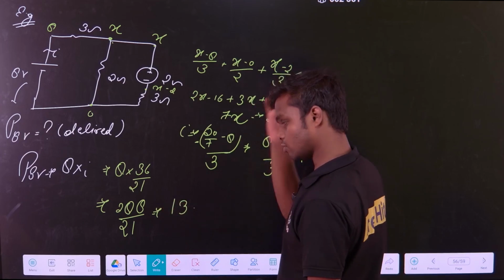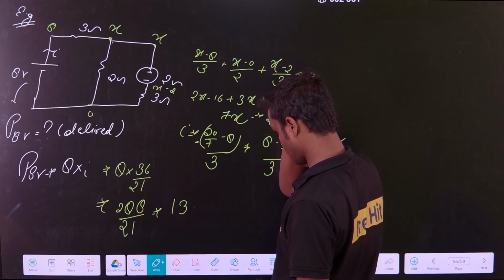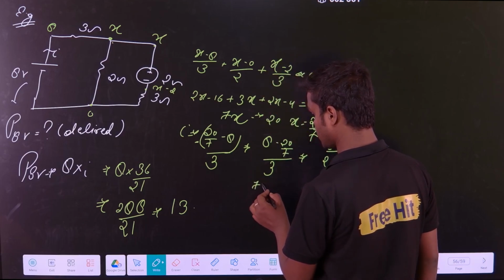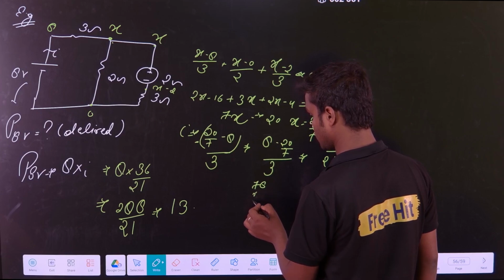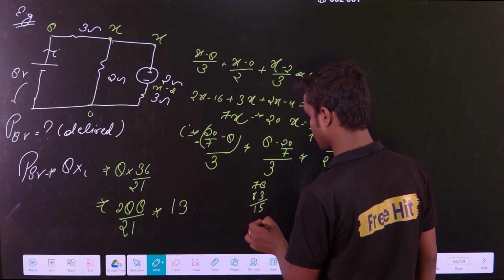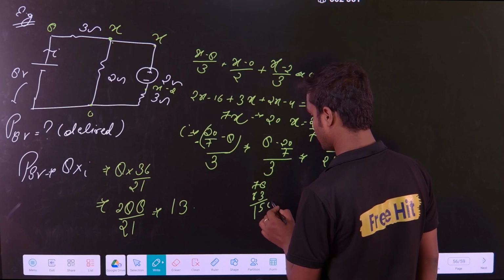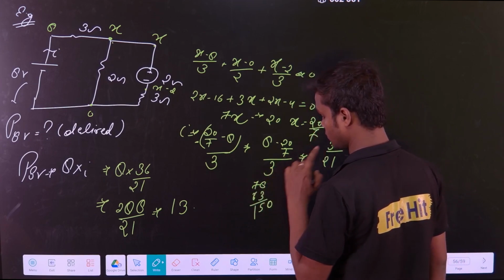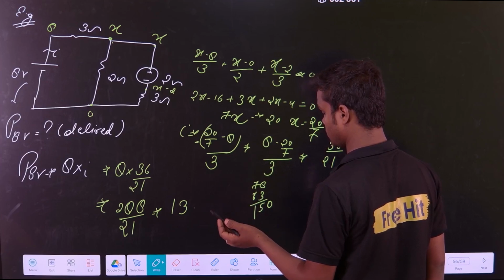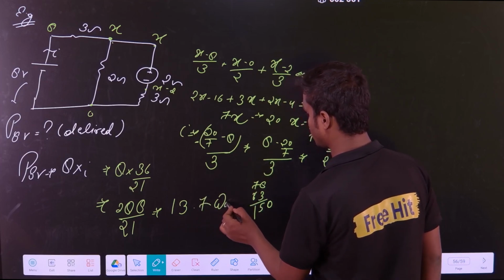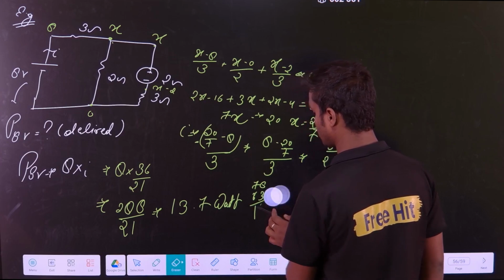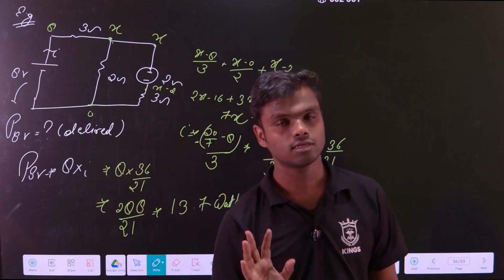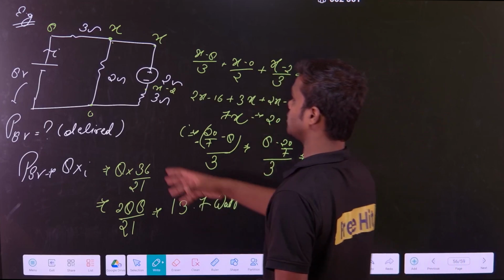Okay, so 361, that is 63. So this is 78, I think, and this is 63. 15. Okay, 9 to 18, 8, 3, 27, 13.7 watt. Clear? 13.7 watt. That is how much current, power consuming, power delivered, you will get.